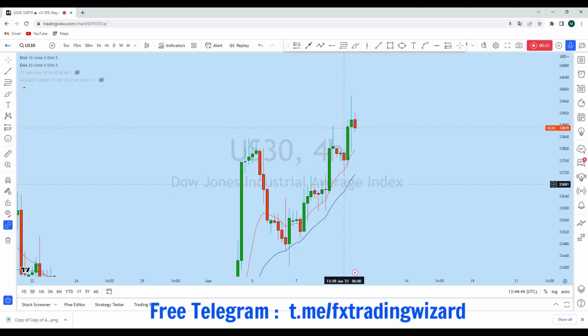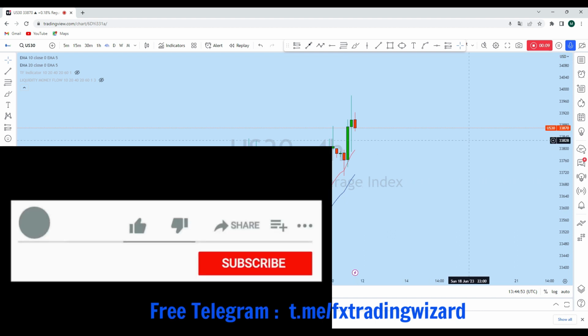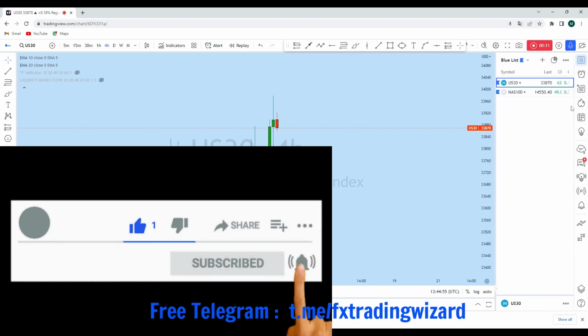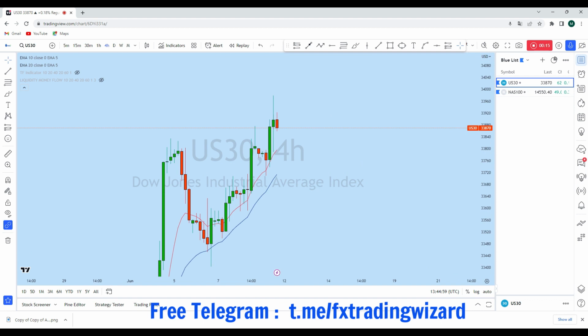Hello trader, I'm going to do a complete multi-time frame analysis on NASDAQ as well as US30. Let's see what kind of trading opportunity we currently have in both of these instruments. As there is a daily and weekly opening tomorrow, we can find significant trading opportunity in both of these instruments.